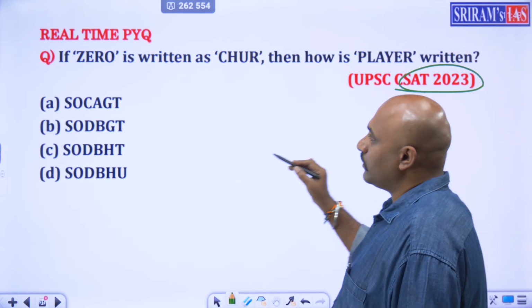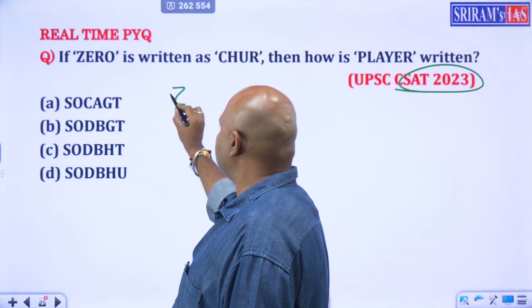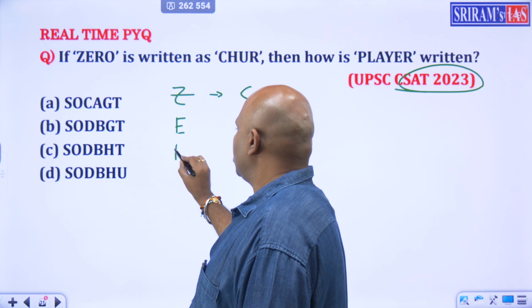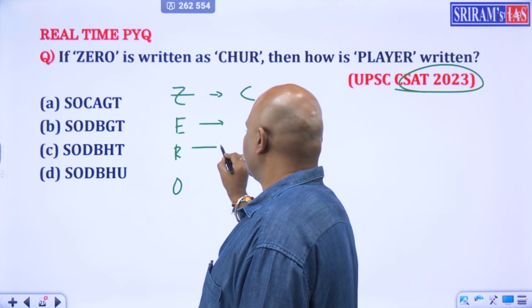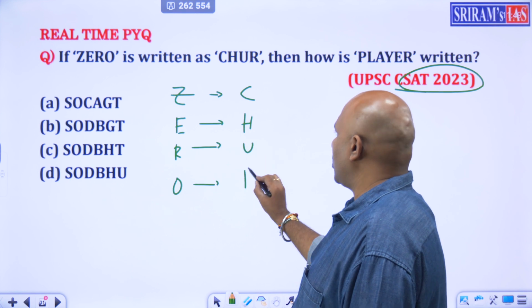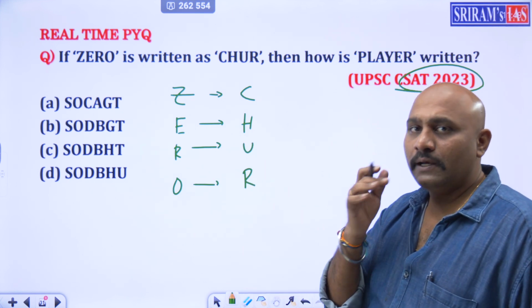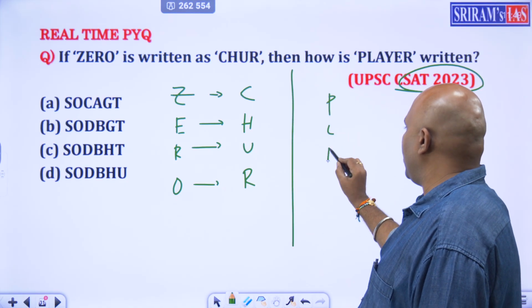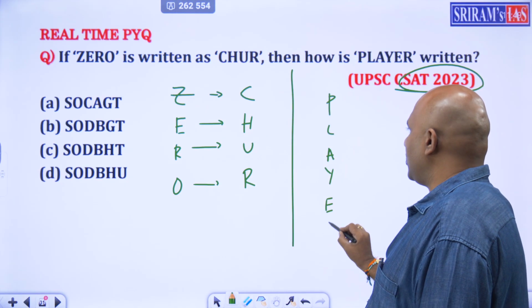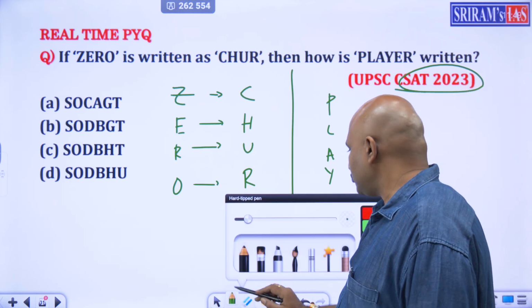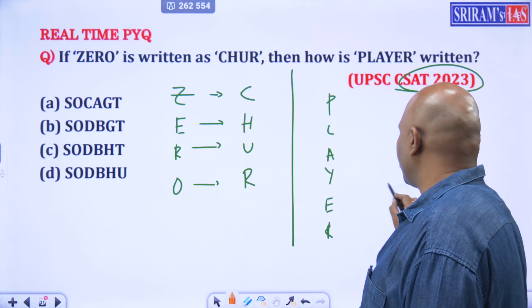UPSC 2023 question. If Z is written as C, so Z is becoming C, 0, H, U, R. So if you observe this, what is the pattern? Question is player, P-L-A-Y-E-R. So if you observe this, what is the logic behind it? Let's have a quick glance.